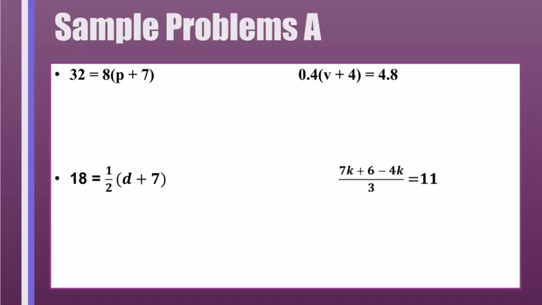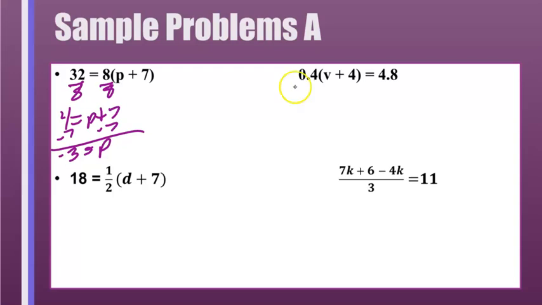Next. So here we have, I'm going to get the parentheses by itself by dividing by 8. So I'm now left with 4 equaling p plus 7. Subtract 7 on both sides, and I'm left with p equaling negative 3.